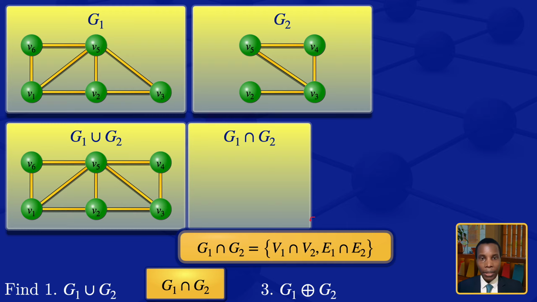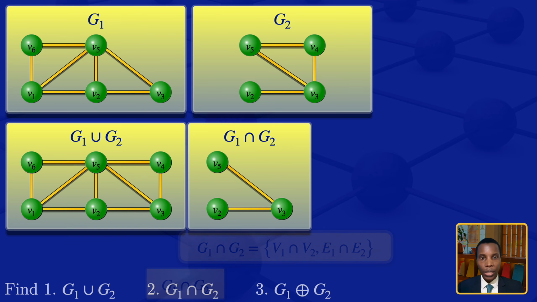So when you are looking at this intersection here, look for vertices that are in G1 and in G2. We have vertex number 2, vertex number 3, and vertex number 5. And then for the edges in G1 and edges in G2. So for that intersection there, the edges that are in both graphs, we have the edge from V2 to V3, and then the edge from V3 to V5. So that's the intersection of the edges there, and we are done. So that's our intersection here.